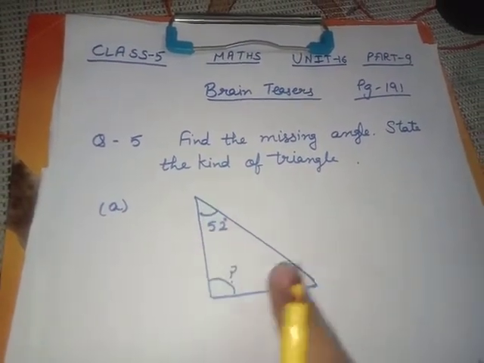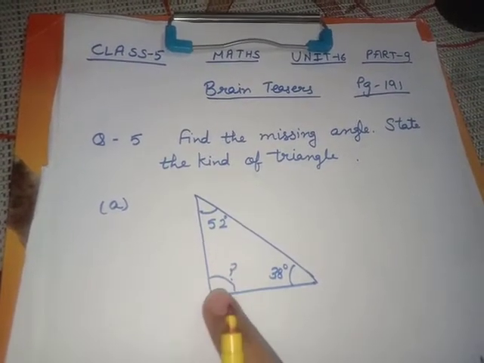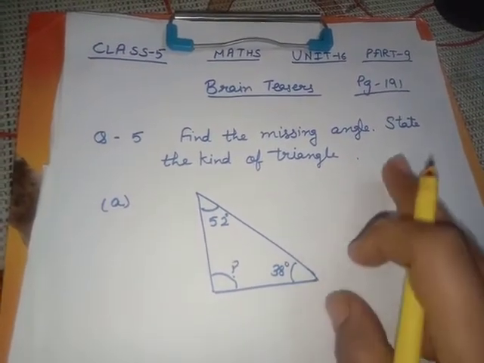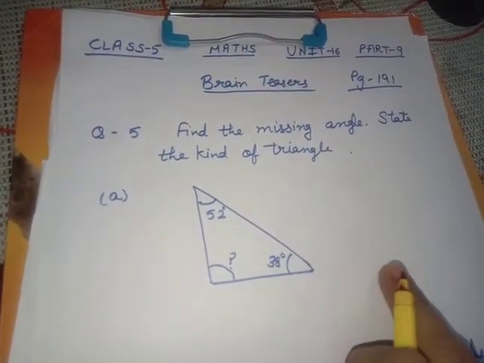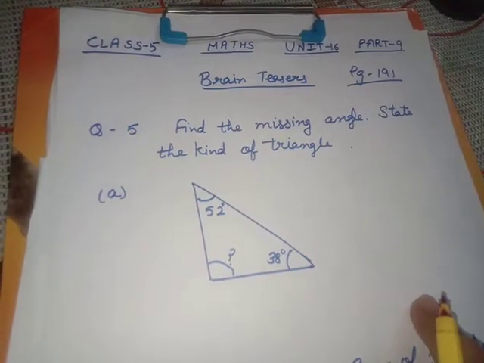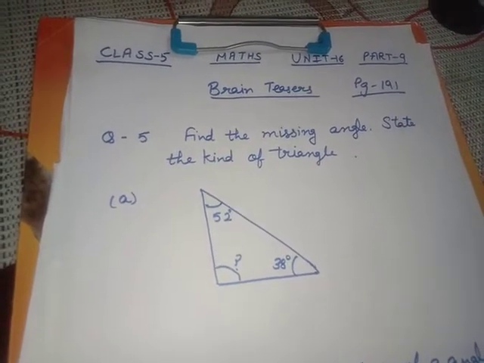When two angles are given, you can find the third angle. Yes, take the sum of three angles, subtract the sum of two angles, and you get the third angle. Then by observing the three angles, we can write the kind of triangle. Okay, this part of question number 5 you will do on your own.